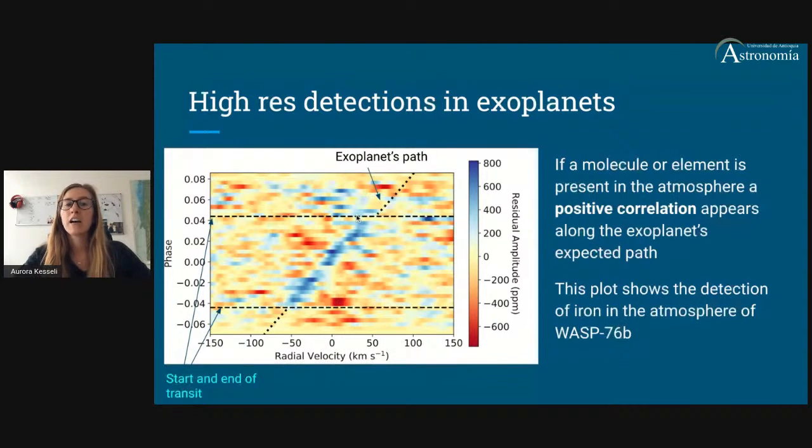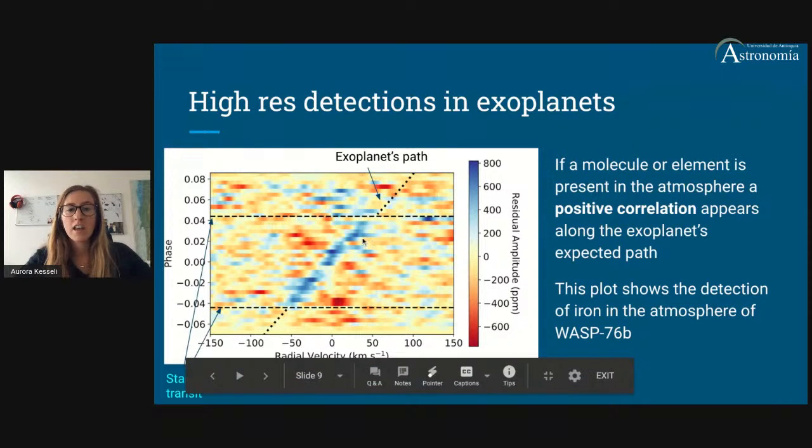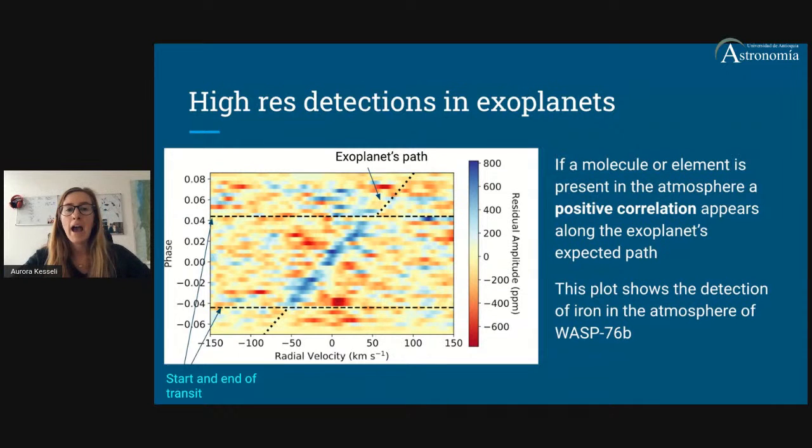Each row here, again, is a cross-correlation function. So if you remember from our cross-correlation functions yesterday, anywhere where the cross-correlation function has a maximum, that's where you would expect the radial velocity, the line list, and the planet to match up perfectly. So here we have some amplitude, and we're looking for a positive amplitude because this is a match in the exoplanet spectrum with the spectrum of the iron line list.